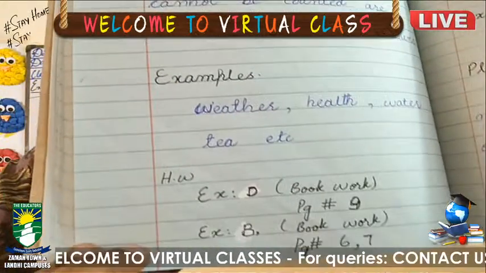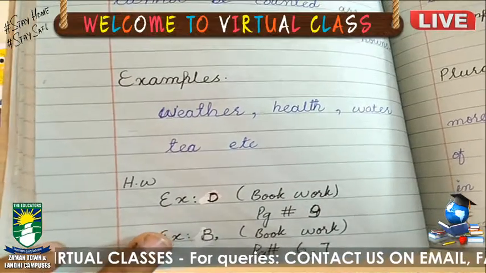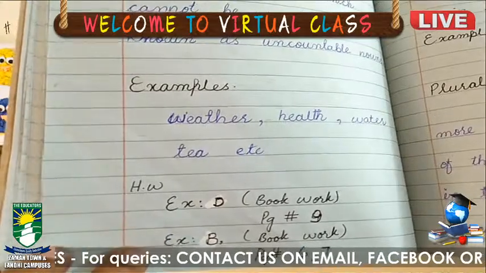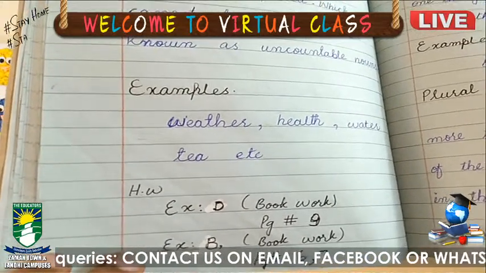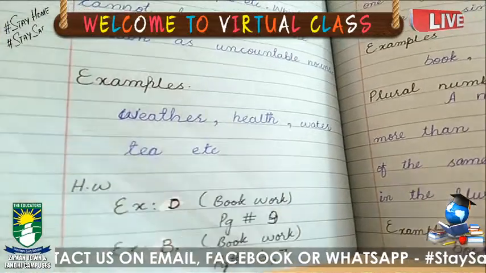Here I have mentioned your book pages. You have to do this work. Don't write this in your copy. I have written it to remind you. Don't write this in your copy. Okay. Your exercise D, book page number 9. Your exercise B, page number 6 and 7.